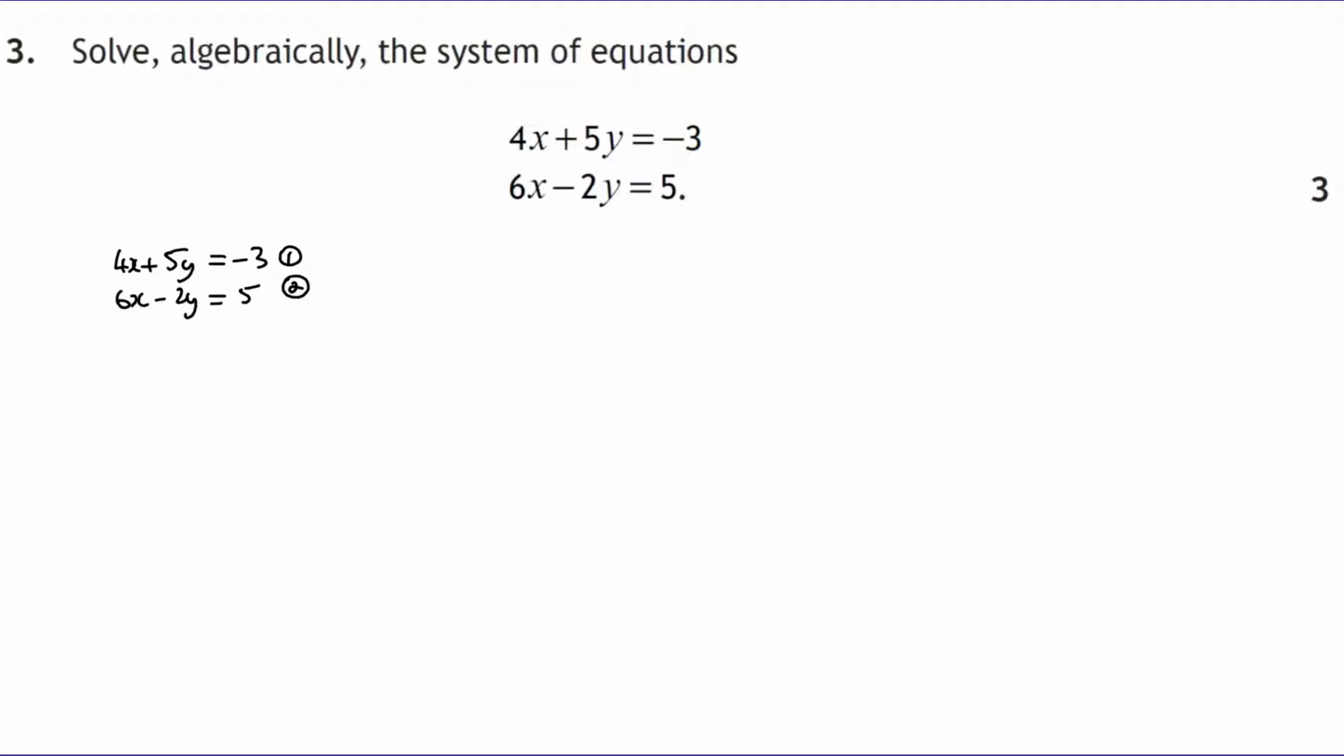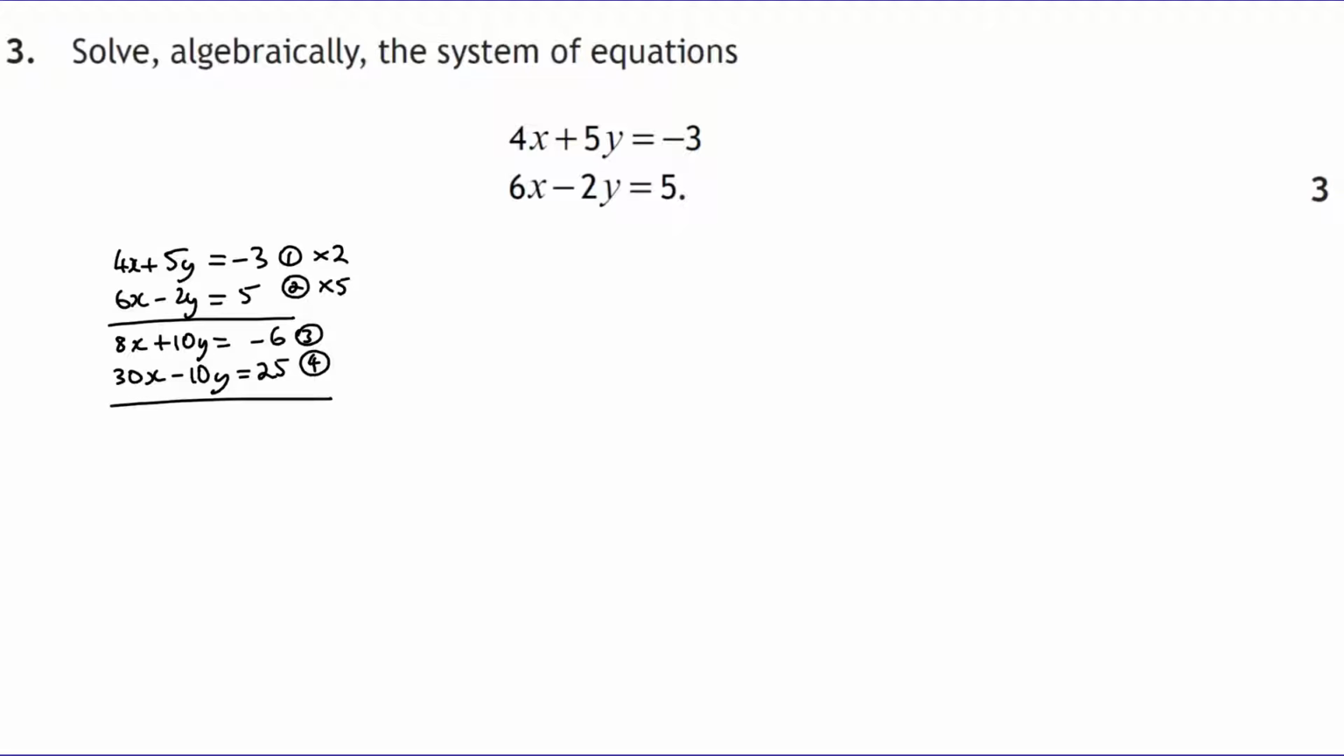So if you look at the coefficients of the x's and the y's, there's no same coefficients. So we're going to multiply or scale the equations up. So I'm going to multiply the first one by 2 and the second one by 5. There's a variety of different ways to do this. So equation 1, if we're multiplying it by 2, we get 8x plus 10y equals negative 6. And the second one by 5, we get 30x minus 10y equals 25. We'll call that equation 3 and 4 since we've scaled them both up.